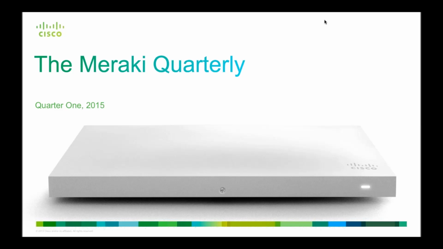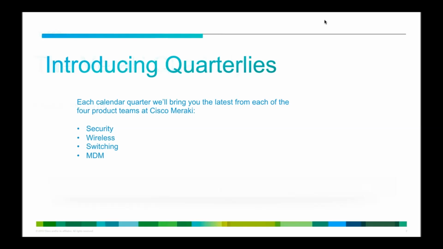And this is a brand new series we are launching this quarter, and we are calling it the Meraki Quarterly. So this is going to be the first one of these. The idea is that at the beginning of each quarter, we will bring you an update from each of our product teams with the current status of the various different products in the portfolio. So it's a really different kind of webinar to the ones that you may have heard of from Meraki previously.